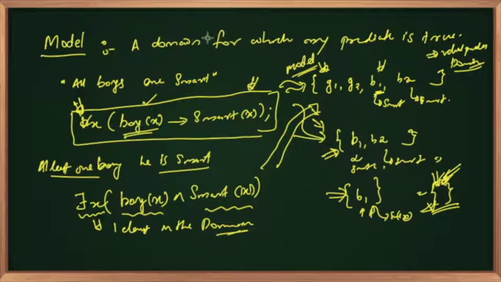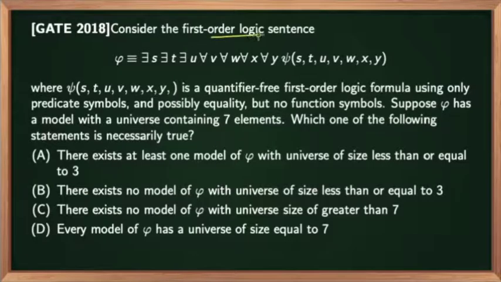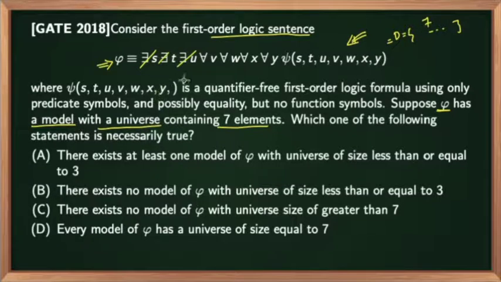Now let's solve some questions related to this. Consider the first order logic sentence. So we have a first order predicate formula here. And it's given that suppose this predicate formula phi has a model with a universe containing 7 elements. Right? So we have a domain which contains 7 elements. And for this domain, this predicate evaluates true. Now, if there exists x in this predicate, right? Then you can take this size of this domain to 5, right?